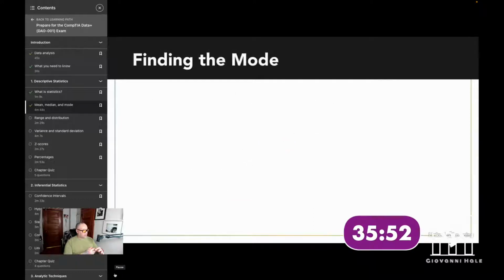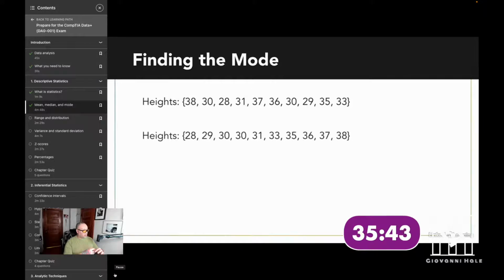Finally, let's find the mode. This is simply the most common value in our data set, the value that appears the most often. And it's easier to find the mode if we first sort the data set. And once we do that, we can see the mode here is 30, the only value that appears twice.